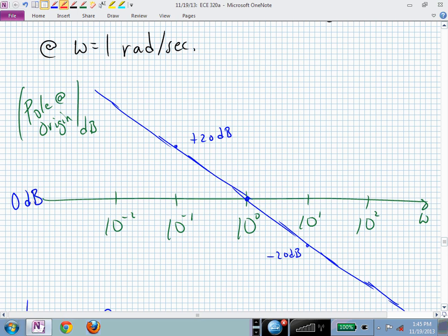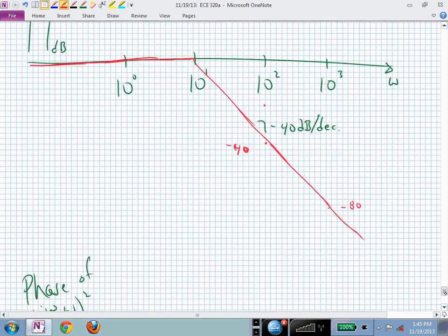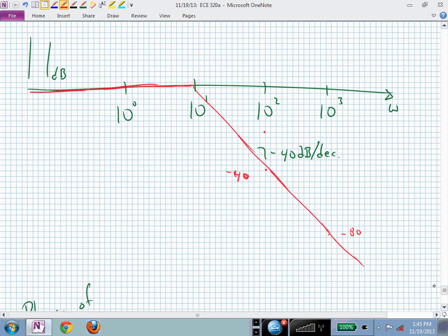And the angles are similar. Yes? On this one, we are going down at minus 40 dB per decade because effectively now we've approximated this quadratic to be 2 linear poles. And each pole factor gives us minus 20. We have 2 of those, so that's our minus 40 per decade.